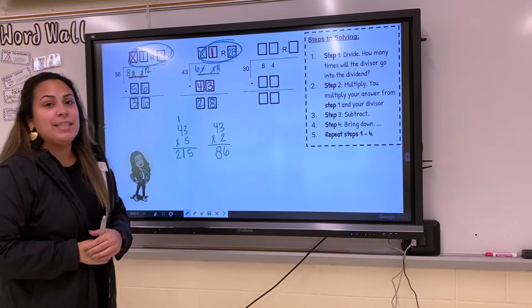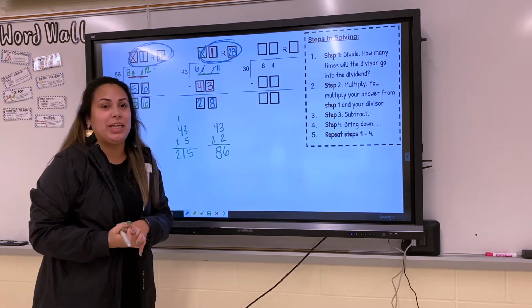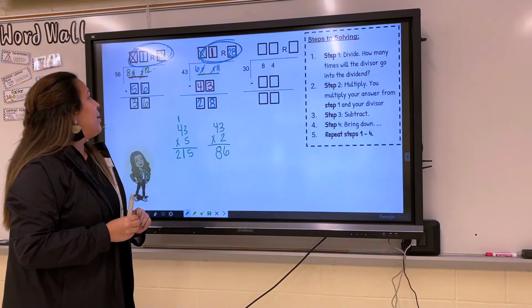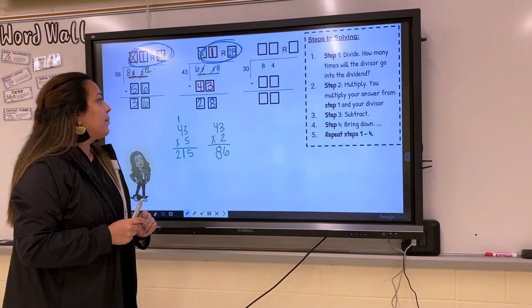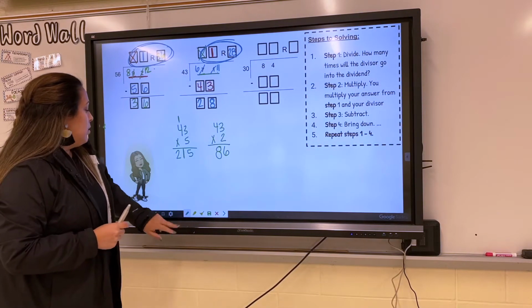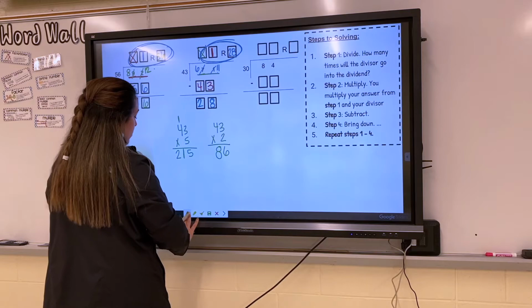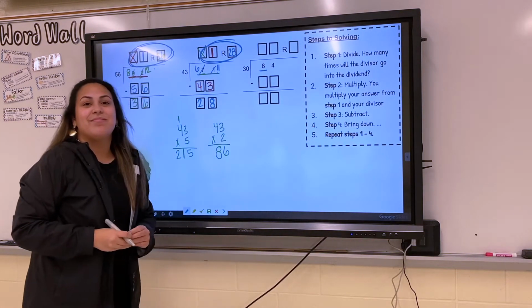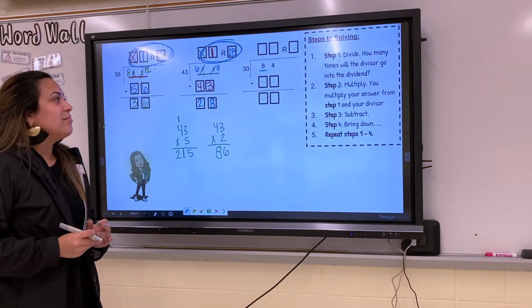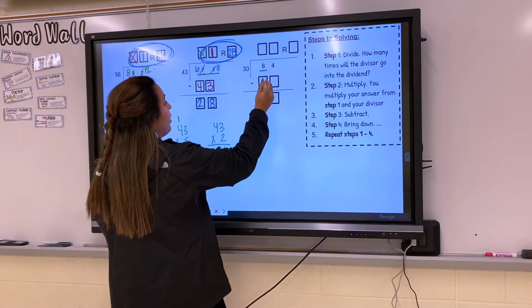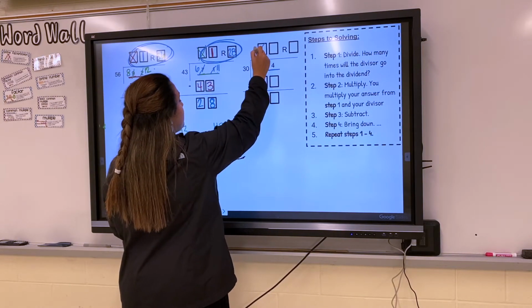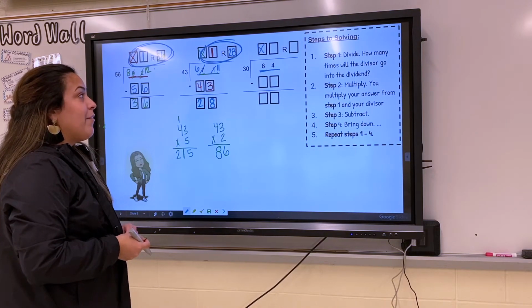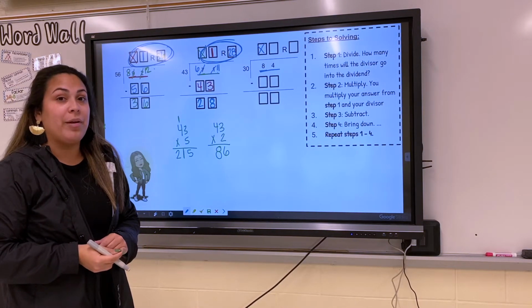All right, and then the last one with the 2-digit by 2-digit. We have 84 divided by 30. So I'm going to start with 8. 30 can't go into 8. So I'm not going to worry about it. I'll move on straight to 84. Put an X here because I'm not using that place value. So now I need to figure out how many times 30 can go into 84.